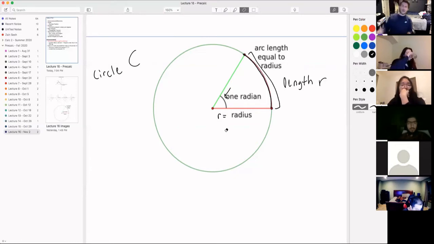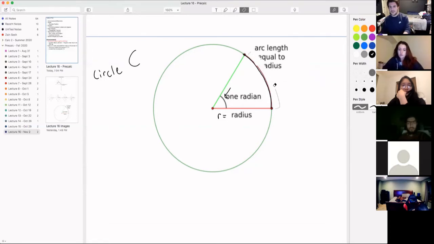I encourage you to stare at this a little longer after class if it doesn't make sense, and of course, you can ask me questions about it. I'm going to erase this because it clutters things up. So once the angle intersects with that arc, the arc length will be equal to the radius?